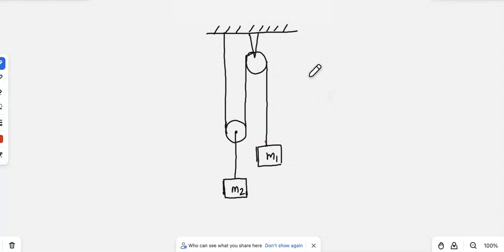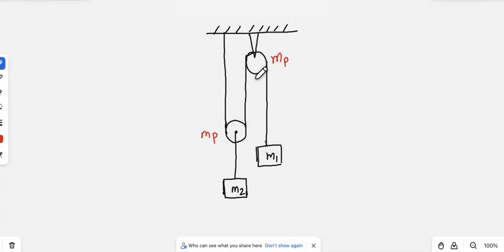Everyone, this is a pulley problem. In this problem, we have to find out the accelerations of block M1, M2 and this pulley. Let's say this pulley has mass MP. The pulleys are not massless. We have to find the acceleration of M1, M2 and this pulley.